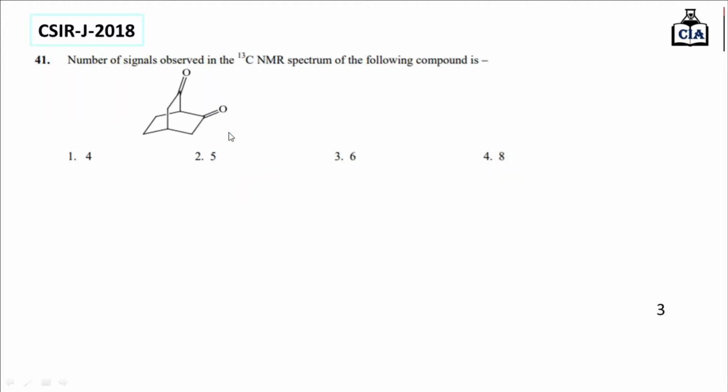Now next question from CSIR June 2018. In this question we have to find out the total number of isotopic peaks observed in this compound. If you look at this compound, here is the plane of symmetry passing through it. So if you calculate the total number of non-equivalent carbon atoms that will give signals in carbon-13 NMR spectra, this is first, second, third, fourth, fifth and sixth. So a total of 6 non-equivalent carbon atoms are present. This indicates that our compound will show a total of 6 signals in carbon-13 NMR. So the correct answer is 6.